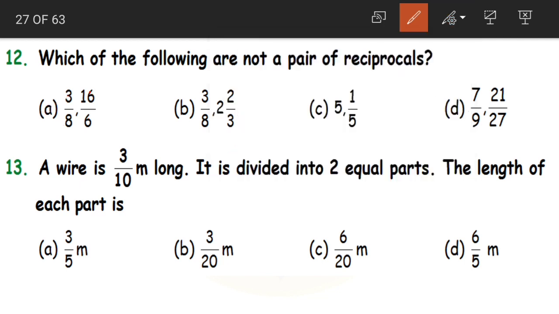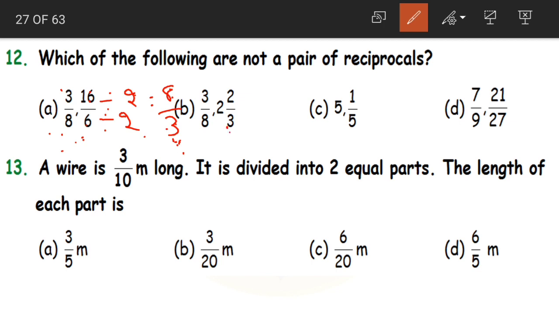Okay students, 16 by 6. Now try simplifying it. If I divide both the numerator and denominator with 2, what will I be left with? 16 divided by 2 is 8 and 6 divided by 2 is 3. What did I get? 8 by 3. So 3 by 8, 8 by 3. Now are these two reciprocals? Yes, these are reciprocals. So this will not be our answer.